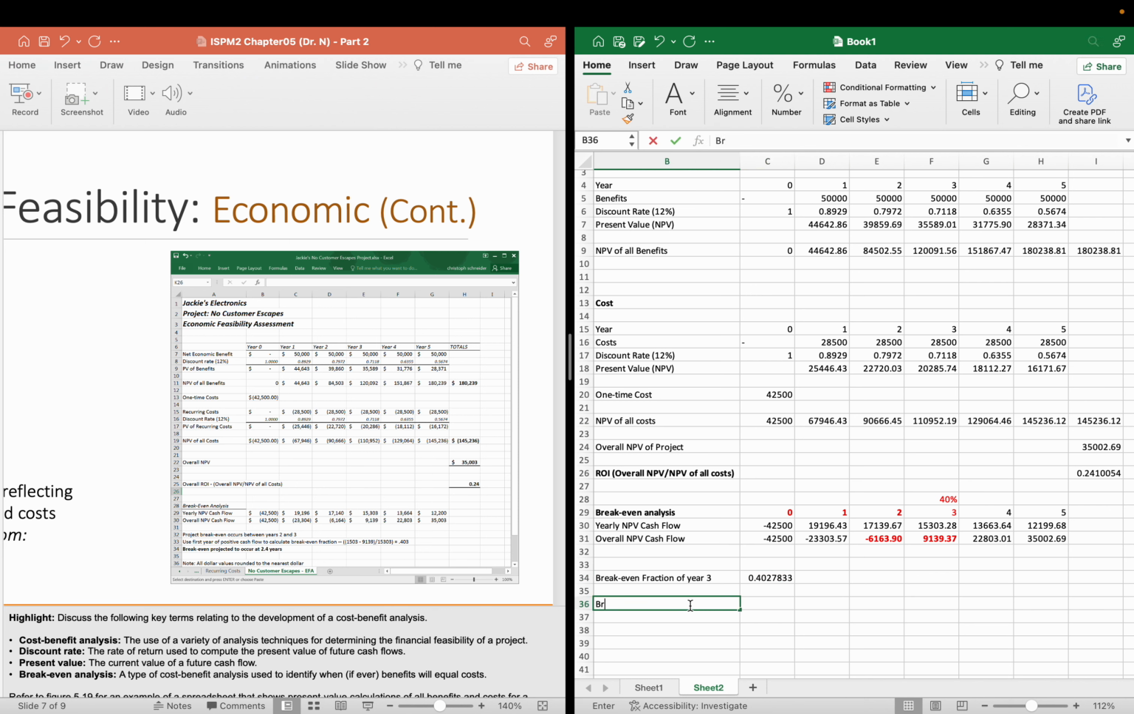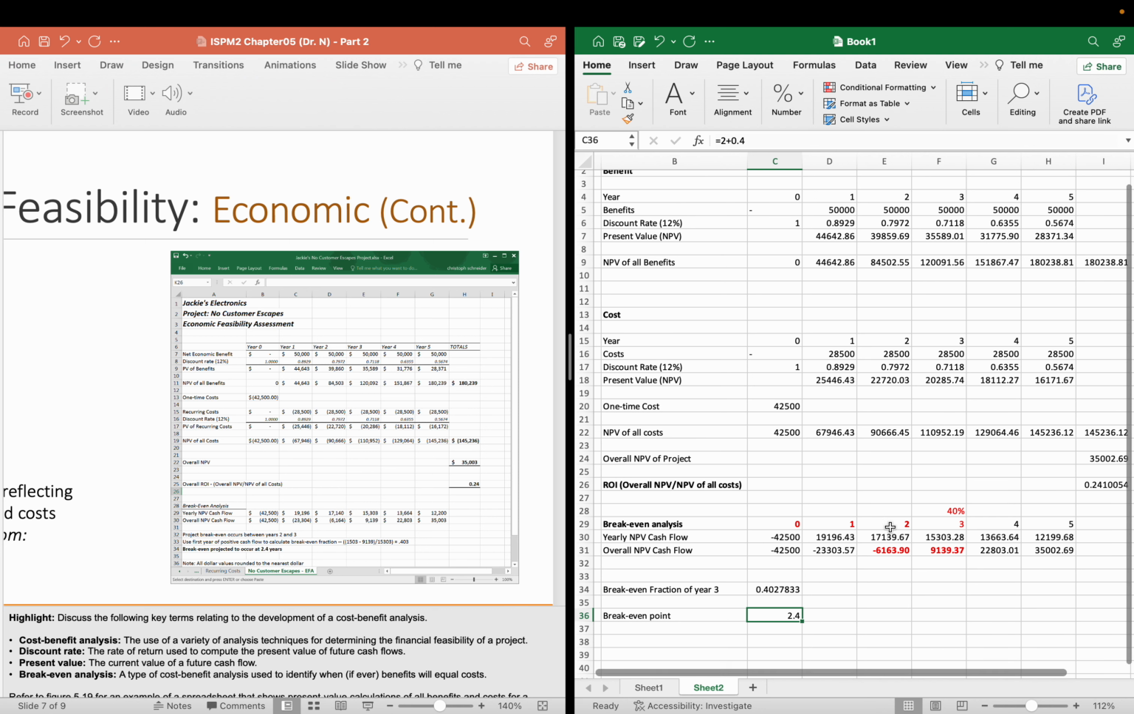So we can say the break-even point is 2 years plus 40% of year 3. Basically we spend 2 years plus 0.4 year to pay off all of the cost. So the break-even point happened at 2.4 years into the project. And that's how we do the break-even analysis.